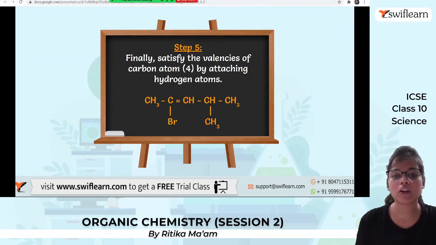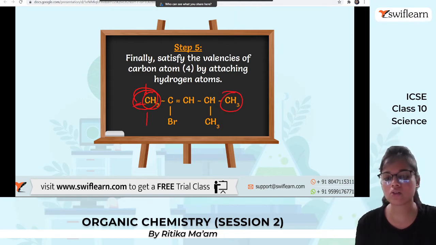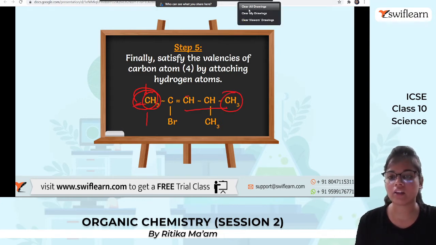And finally what we need to do is satisfy the valency by adding hydrogen atoms. Okay, so here CH3, so 3 hydrogen atoms are added here also and here also accordingly.